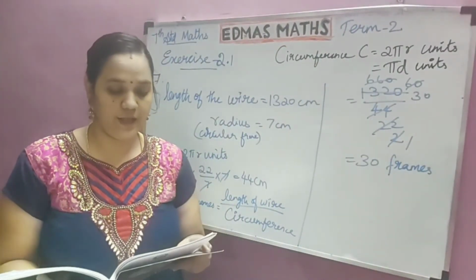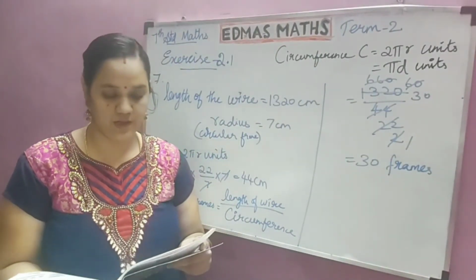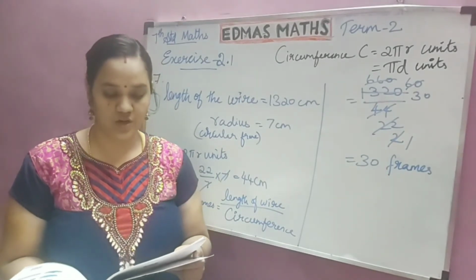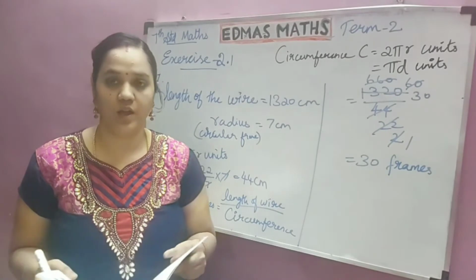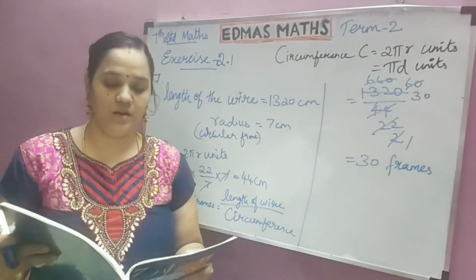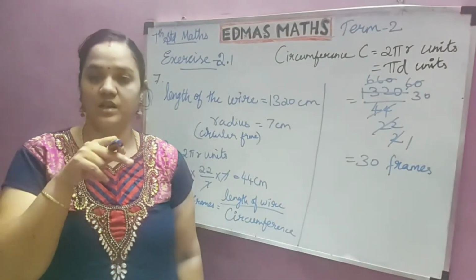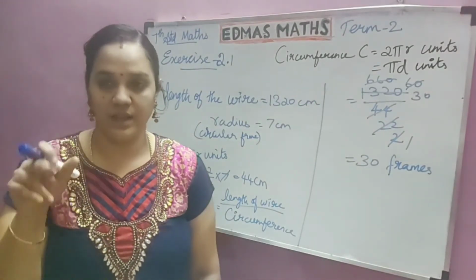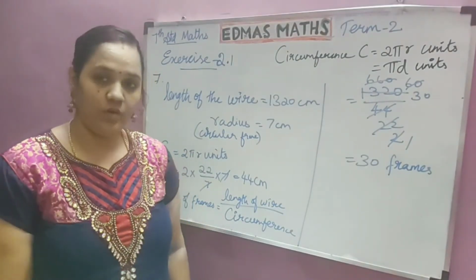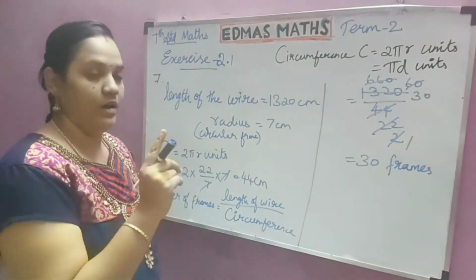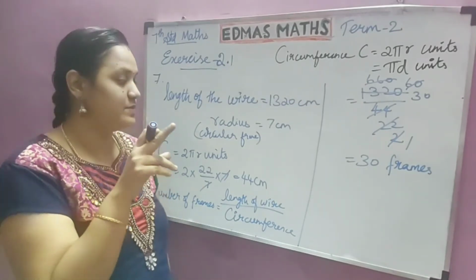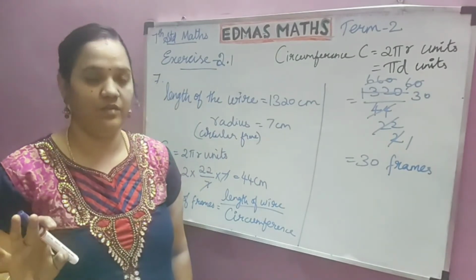Seventh question. A wire of length 1320 centimeter is made into circular frames of radius 7 centimeter each. How many frames can be made? Okay. A wire length is given and we have to make circular rings, that is frames, out of that long wire. Okay. So one circular frame's radius is 7 meter they have given. Okay.